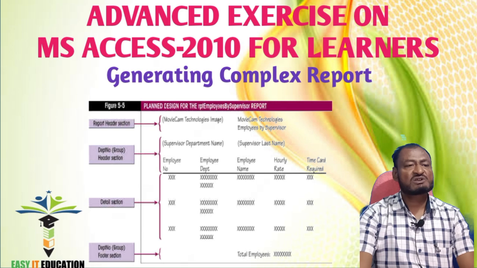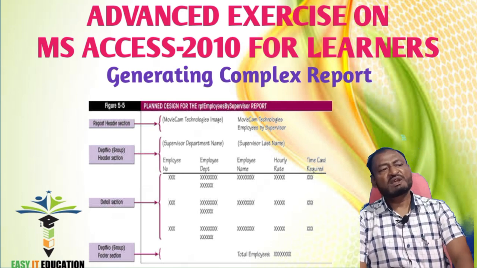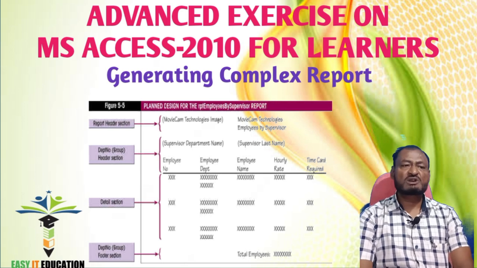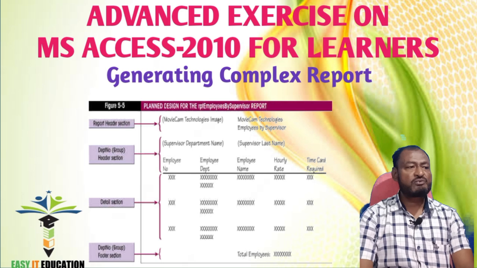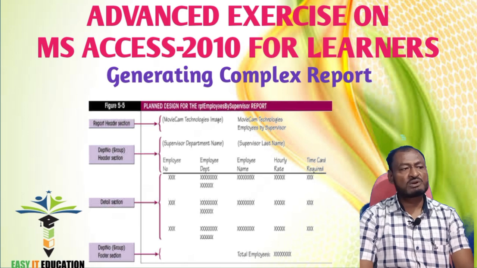Generating complex reports. Number 1. Navigate to the Create tab and select Report Design to create a new report. Number 2. Choose the relevant tables or queries as the report's data source. Number 3. Add grouping and sorting options to organize the data effectively. Number 4. Incorporate calculated fields to perform advanced calculations within the report.